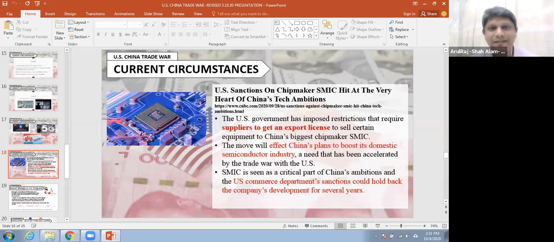Okay, this is the latest attack from the US on SMIC, Semiconductor Manufacturing International Corporation. So they have imposed such a policy. Can move on to the last part now.